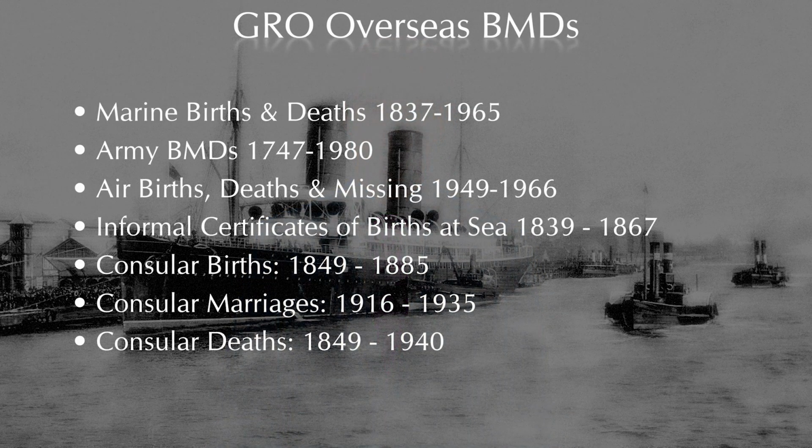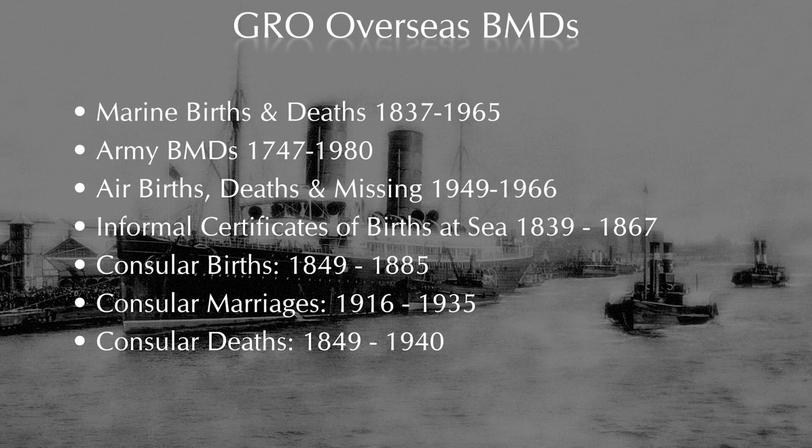Another reason might be that your ancestor wasn't actually born, married, or died in the country. They could have been born, married, or died overseas or on a ship. And there's 2 record collections that can help you in that case. There's the GRO, the General Register Office, collection of overseas births, marriages and deaths. They contain things like the Army, the Air Force and the Marine births, marriage and death records, as well as consular births, marriages and deaths, where British subjects were born, married or died abroad and then registered at the High Commission or the British Consulate.